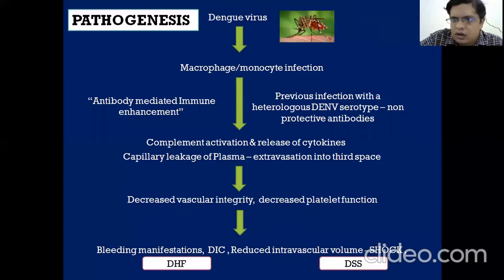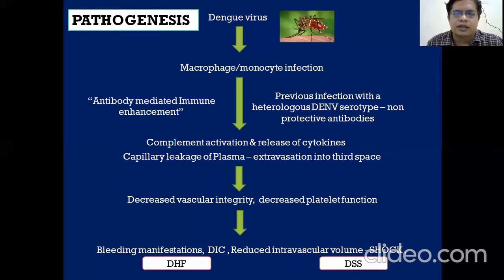So this leads to massive leakage of plasma into the extravascular space, producing pleural effusion, ascites, and other third space volume loss, leading to profound intravascular volume depletion and shock, leading to severe disease. So previous infection with a heterologous dengue serotype leads to antibody-mediated immune enhancement, leading to a severe disease. So this is the pathogenesis of dengue fever.